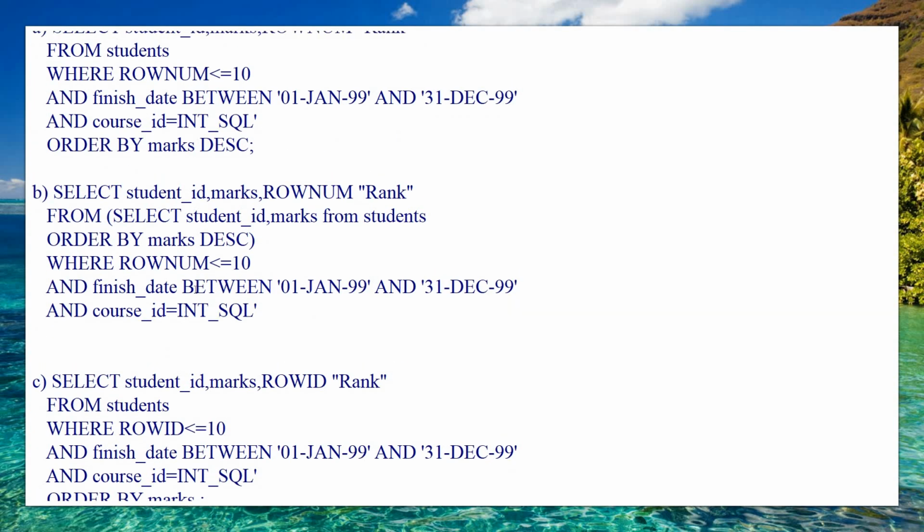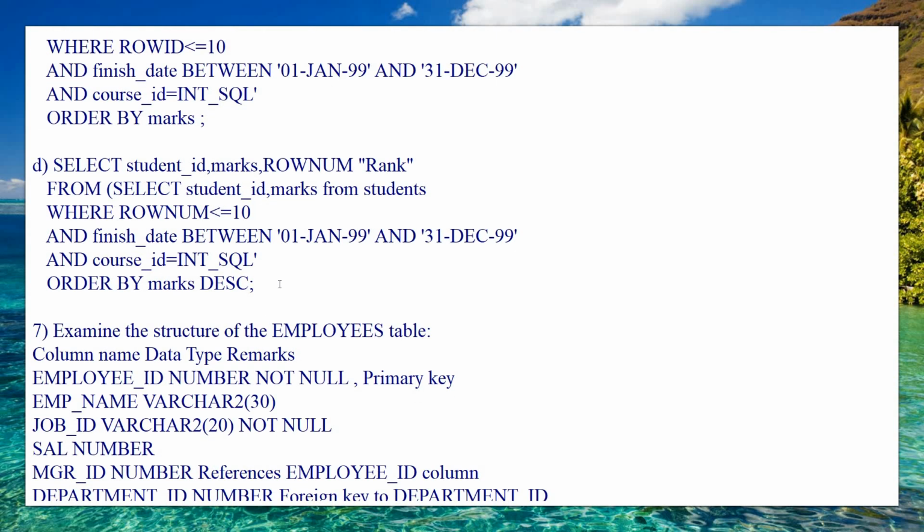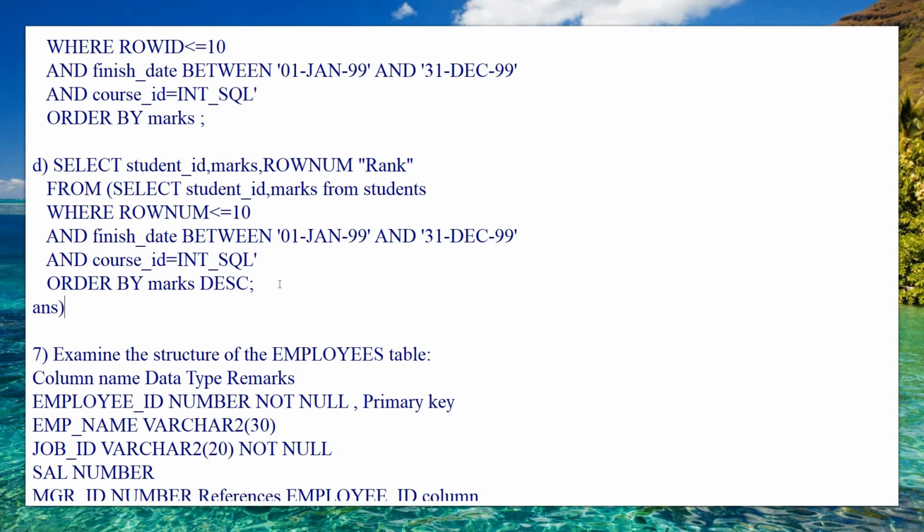So you can say in option B it is correctly used. So marks, order by marks in descending, then for entire row number it should be less than or equal to 10 and course ID should be equal to int underscore SQL. So you can say option B is the correct answer for this query.